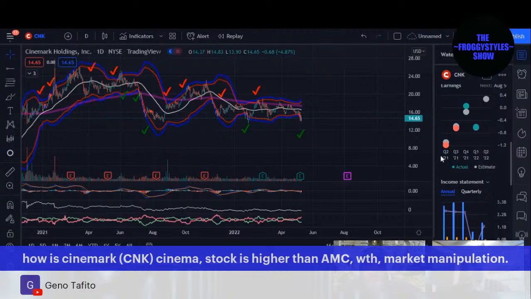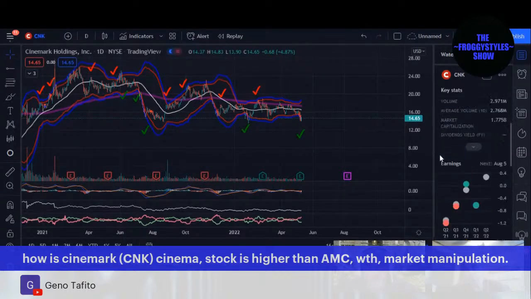Yep. Somebody was asking about Cinemark and how Cinemark is worth more. Technically, Cinemark is only worth $1.7 billion. So it's based upon shares on float, which I'm about to pull up here in a second. Because we have a float of 516 million.